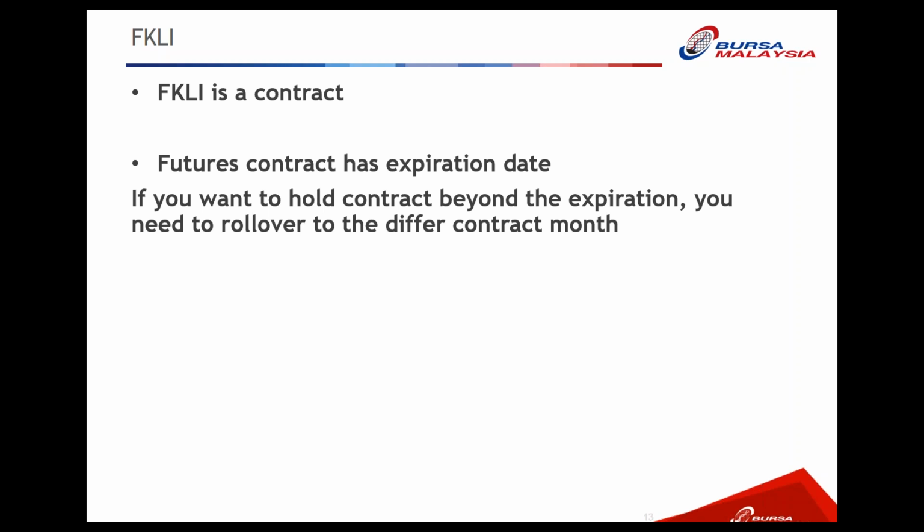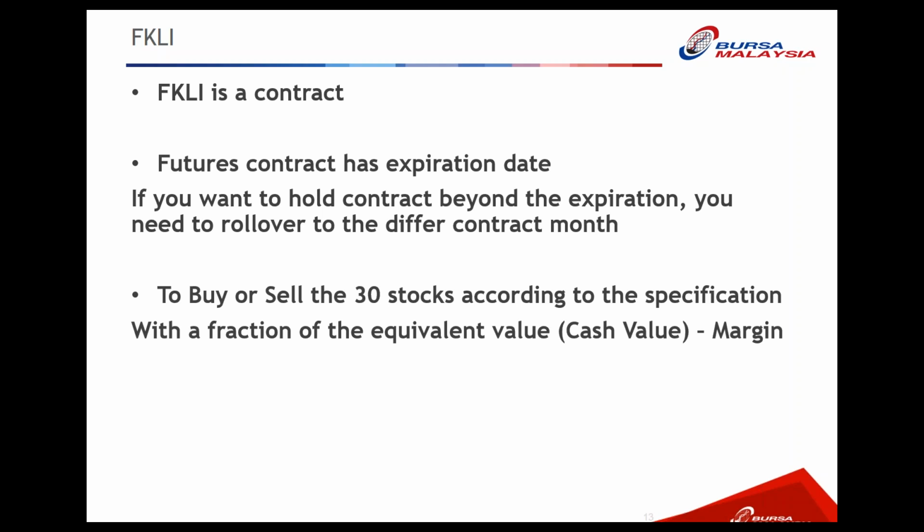Technically, we call it rollover. Let's say, for example, last month you bought or sold a contract of September. On the last day of September, you have to dispose of your September contract and then roll over to the next contract, which is October. So if you buy a contract in September, you sell it in September, and then you buy the so-called October contract. So you can carry on from one month to the other. By doing that, we call it rollover. That is one of the things that you can do in FKLI.